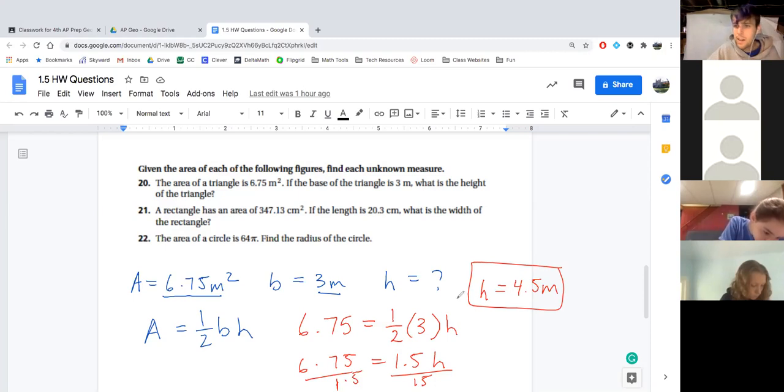Again, if units are there, make sure to include units with your final answer. If there are no units given, you don't need to worry about it. But this time we were talking about meters and meters squared, so I know my answer is going to be in meters.